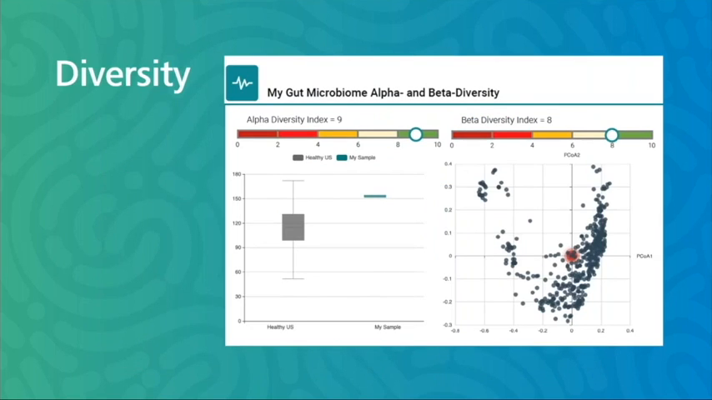We'll go over briefly some of the key parameters that are important and that are reported with this new report. We know that one of the things that everybody agrees on is that diversity is an important component of the gut microbiome. And so we have two diversity scores. The alpha diversity score tells you how diverse your personal microbiome is. And the beta diversity score gives you an idea of how diverse your microbiome is compared to healthy individuals in your population. So you can get an idea of that comparison.